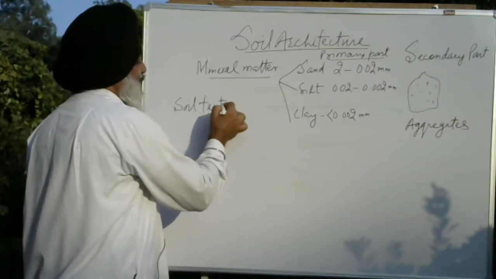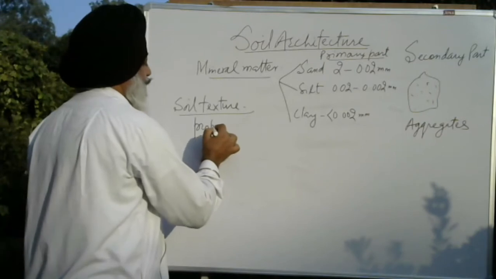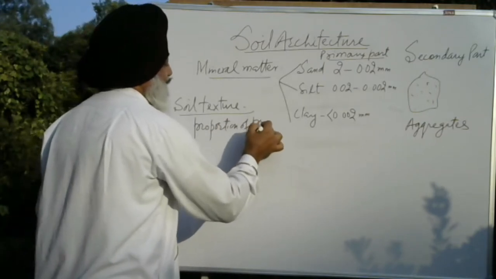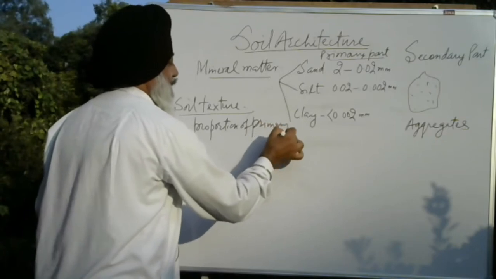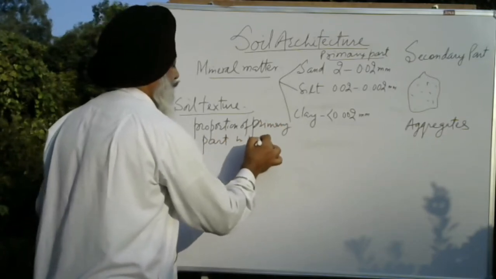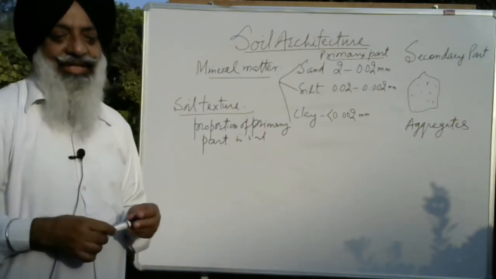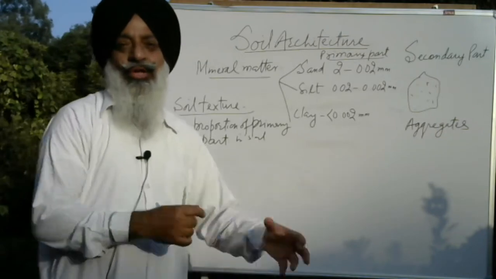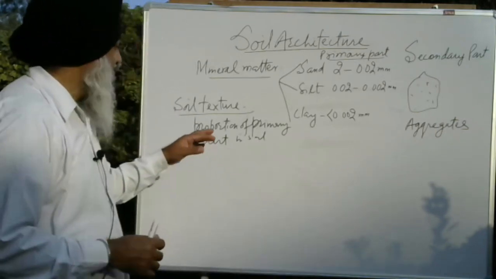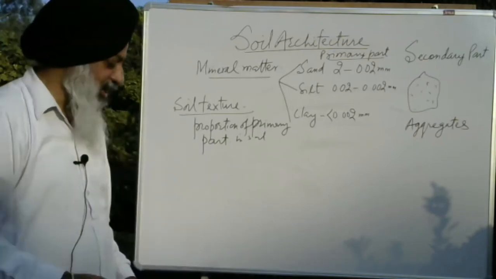So what is soil texture now? The proportion of primary particles present in the soil. Like we generally say that this is sandy loam soil, this is loamy sand soil, this is clay soil. So that is based on the amount of sand, silt and clay particles.